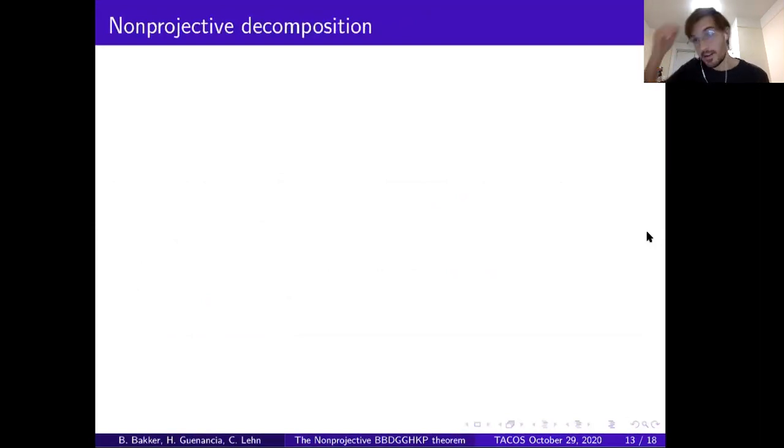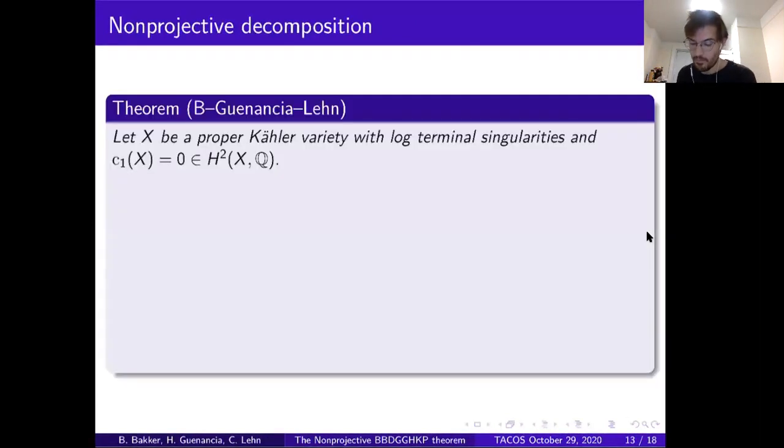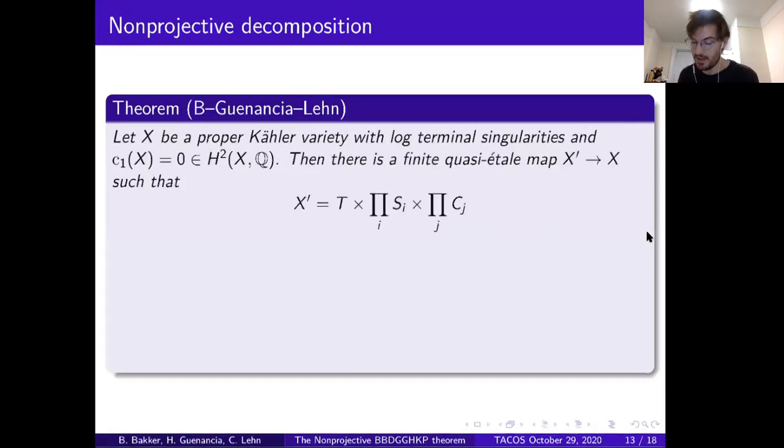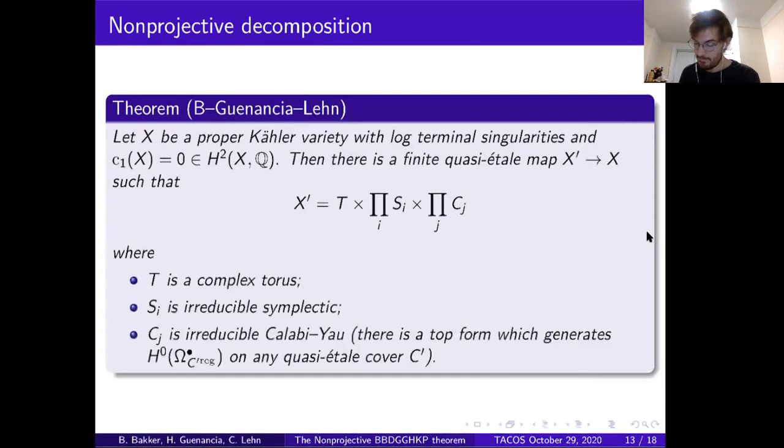Okay, so now I can state the second main theorem, which is just the decomposition theorem, but now in the non-projective case. So now let X be a proper Kähler variety, but otherwise the same. So it has log terminal singularities and vanishing first Chern class. Then once again, we claim that after a finite quasi-étale map, there is a splitting into three kinds of factors with the same identification of the factors. There are complex torus factors, irreducible symplectic factors, and irreducible Calabi-Yau factors.